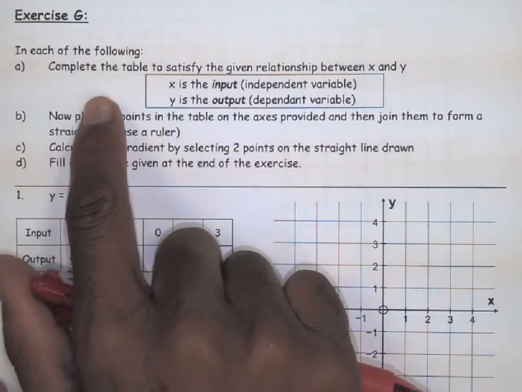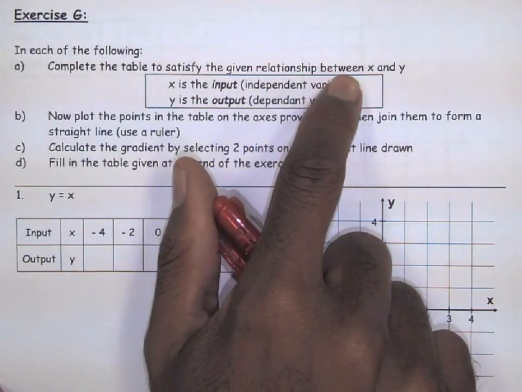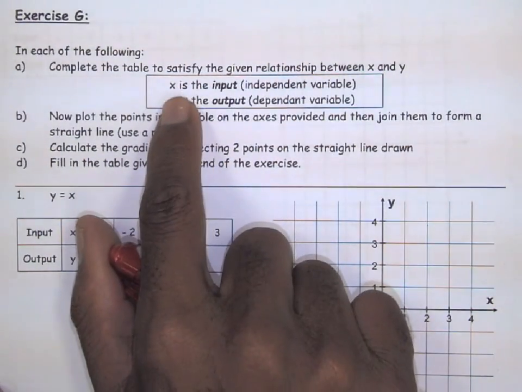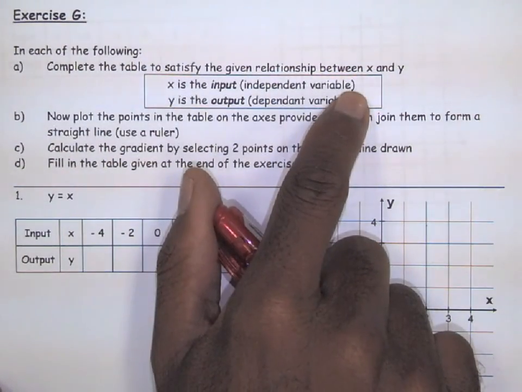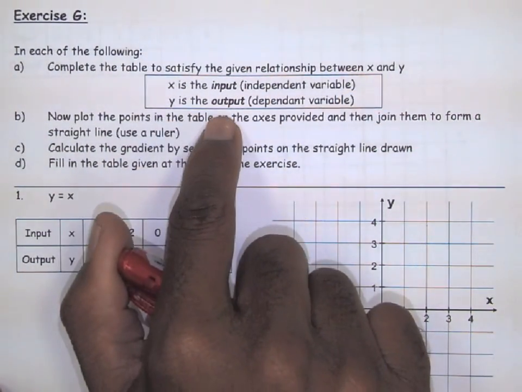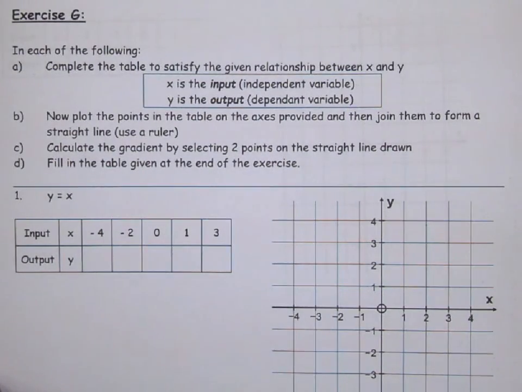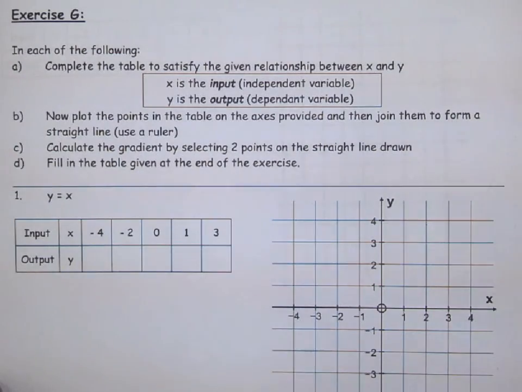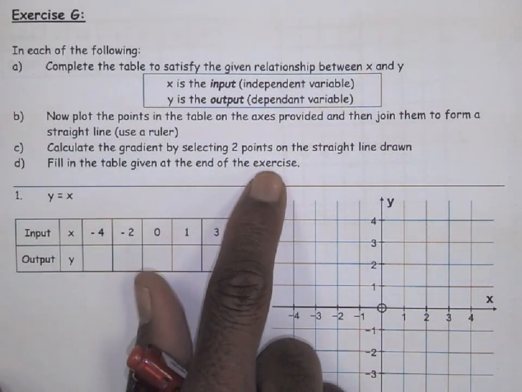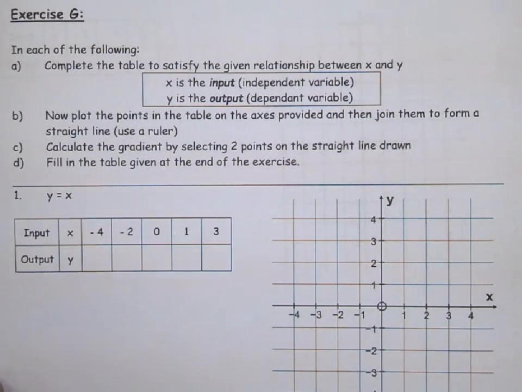In each of the following, complete the table to satisfy the given relationship between x and y. So x in this case is the input, which is the independent variable. Y is the output, which is the dependent variable. Then plot the points in the table on the axes and join them using a ruler. Then calculate the gradient by selecting 2 points on the straight line drawn. Okay, let me do one example and show you.